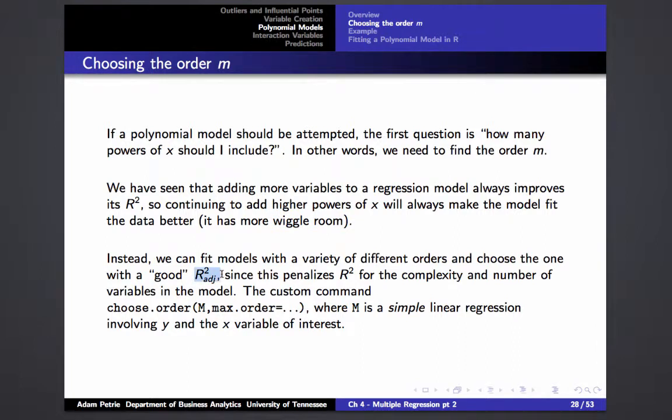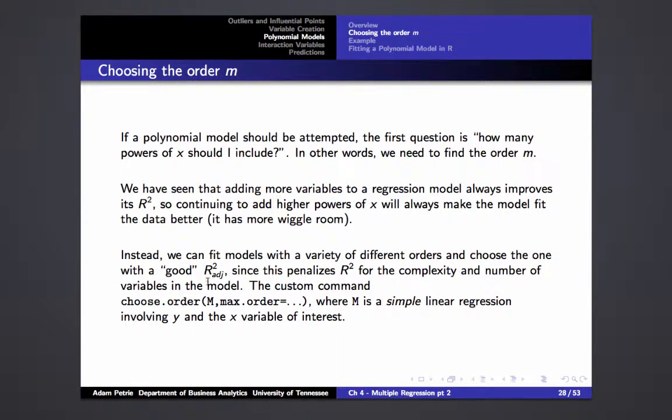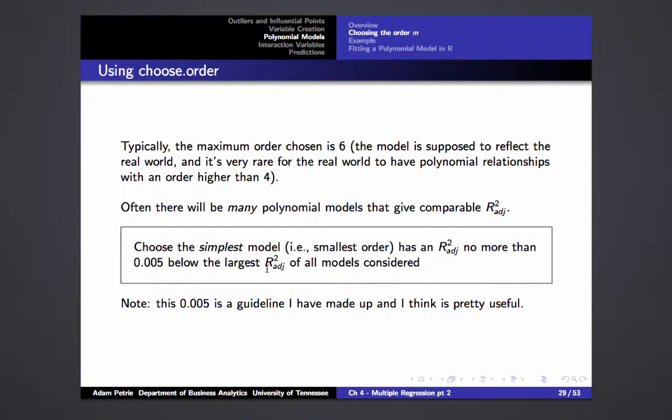So instead, what we're going to look at is the R squared adjusted of various models where I've included a bunch of different powers of x. Remember, R squared adjusted is better than R squared because it penalizes R squared based on the complexity of the model, how many terms are in there. R squared adjusted is only going to get larger if the new variables that I'm adding really do significantly help me predict y better. So there's a command, choose.order, which we'll run. What that is going to do is spit out a list of powers that have been included in the model along with the R squared adjusted.